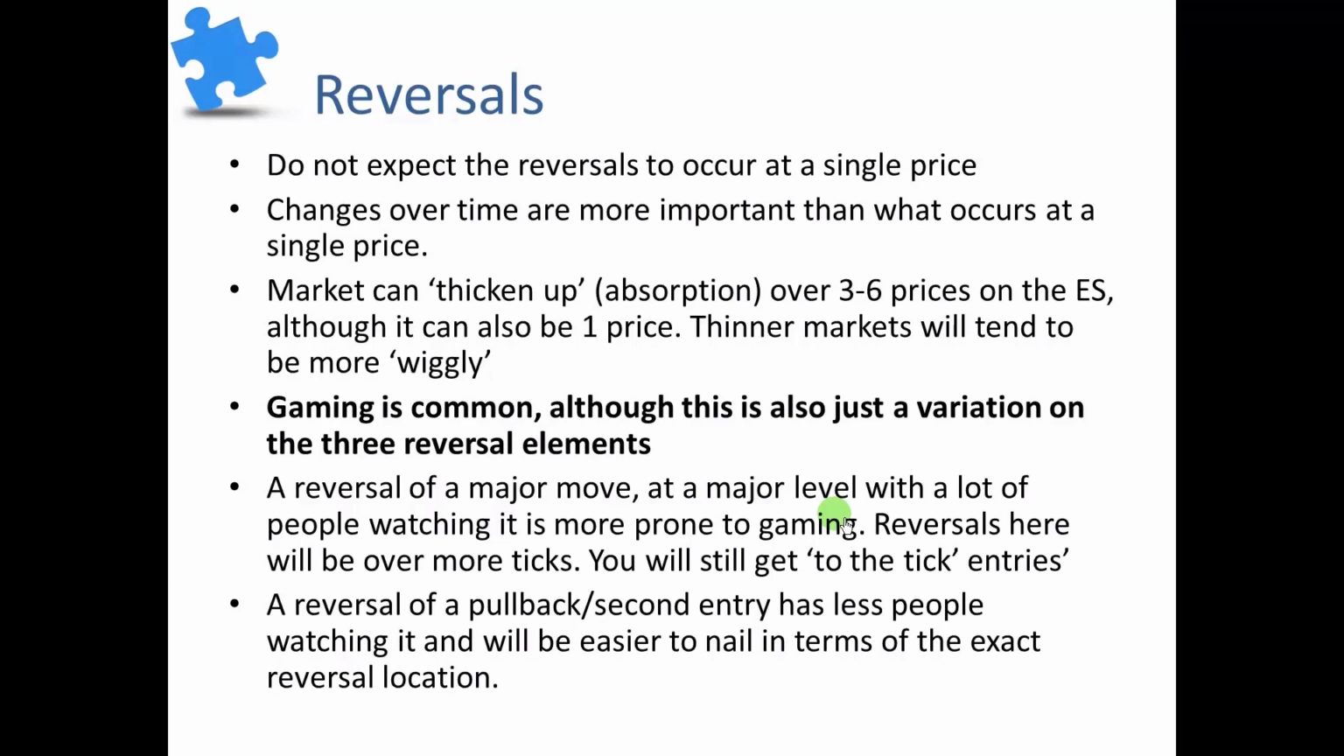So markets that won't be gamed are very strong directional markets. Nobody can actually step in front of that market and wiggle it around 3 or 4 ticks either way to get people out of position, not if it's going one way. Now, the second entries or the pullbacks are less likely to be gamed because not many people are looking to enter there.